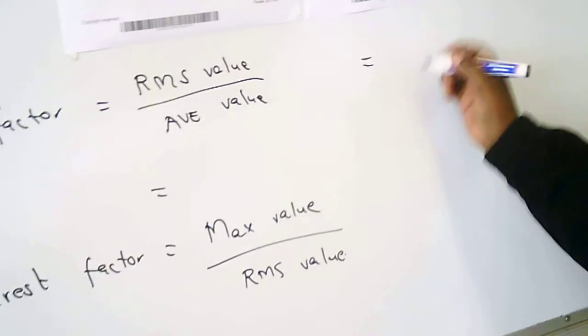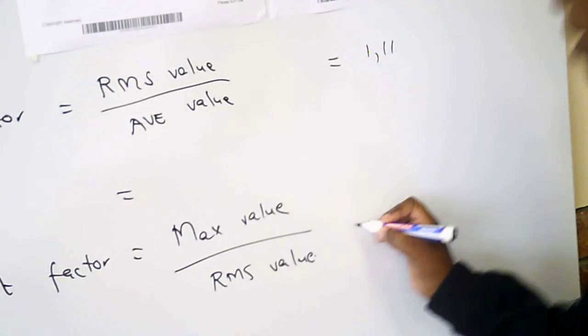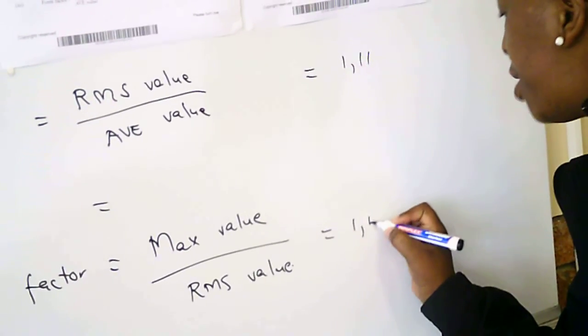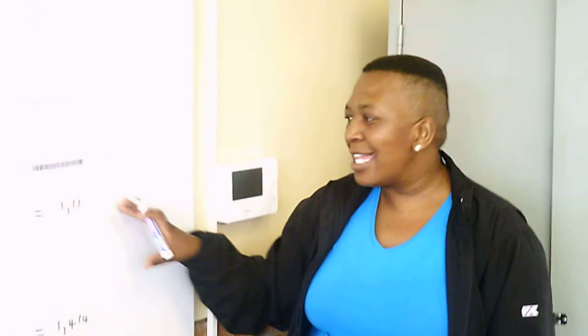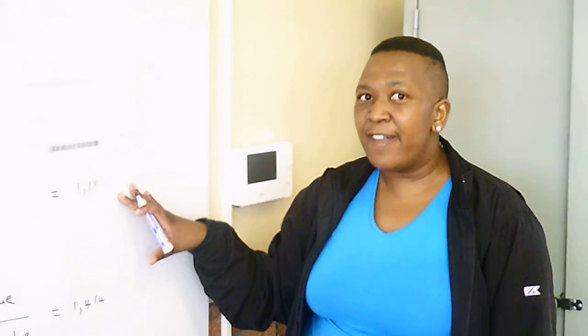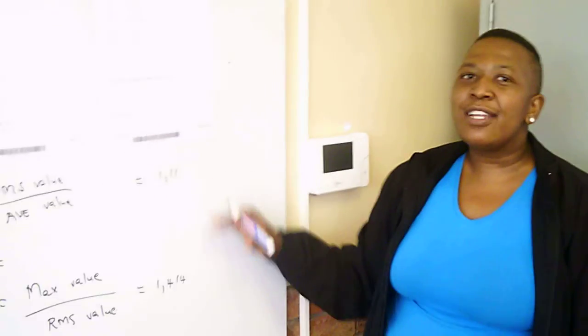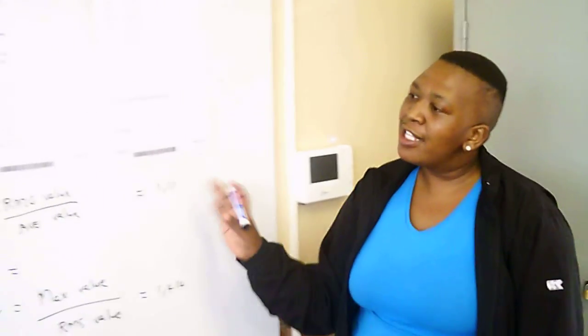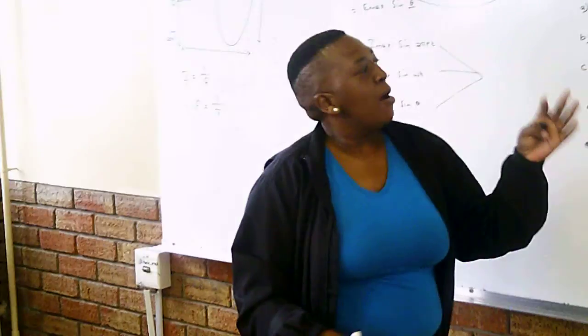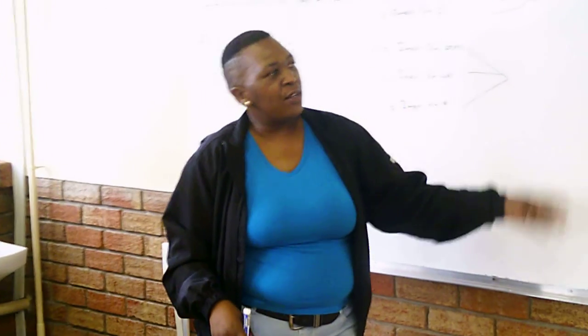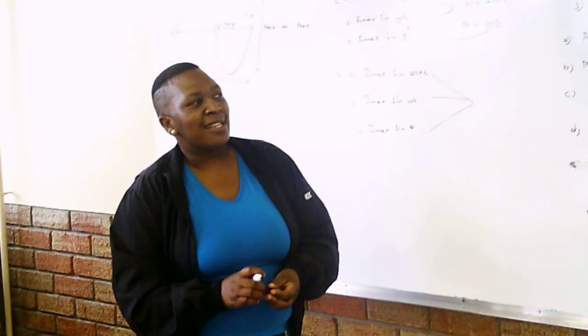After you do your calculation, if you find this one to be 1.11 and this one to be 1.414, know that you are dealing with a pure sine wave. If it's less than these values, you are dealing with a flat wave. If it's greater than these values, you are dealing with a peaked wave. So this is all under the instantaneous value, the formulas that you have to know, what you must do in the instantaneous value together with the average, RMS, and form factor.